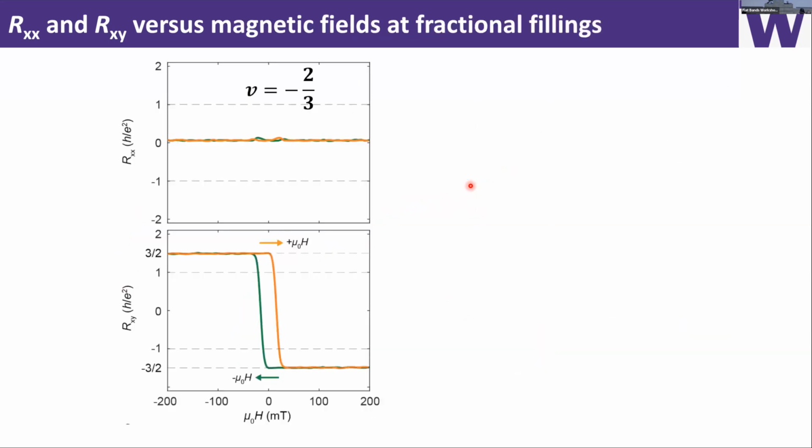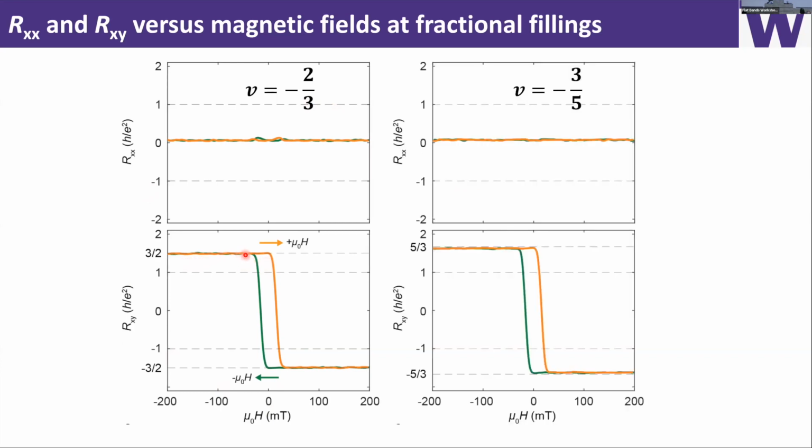First, let's look at the filling factor minus 2/3. What I show you is RXX and RXY as we sweep the magnetic field back and forth. We can clearly see RXY is quantized at 3/2, as expected from this FCI state. Similar results can be obtained in the minus 3/5 state as well. You can see a beautiful quantization at zero magnetic field at these expected numbers. The quantization for the 2/3 state is as good as 99%, and for the 3/5 state it is about 97%.